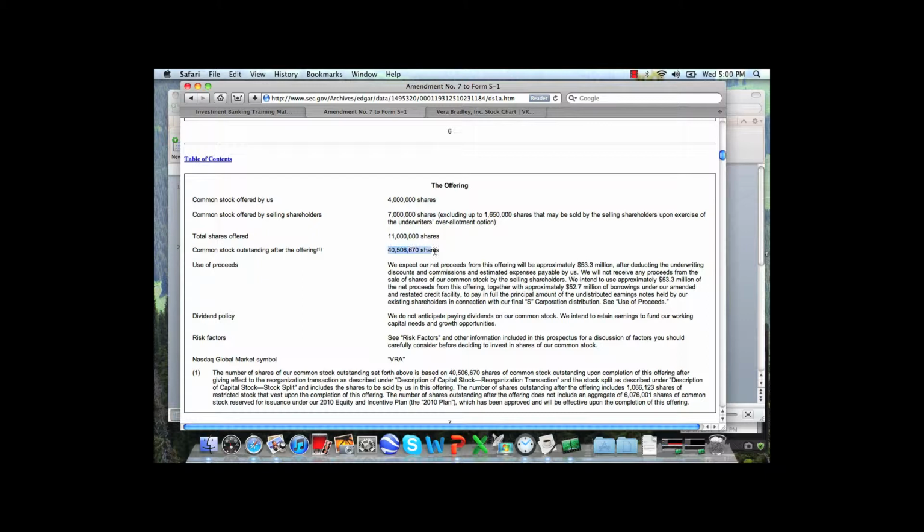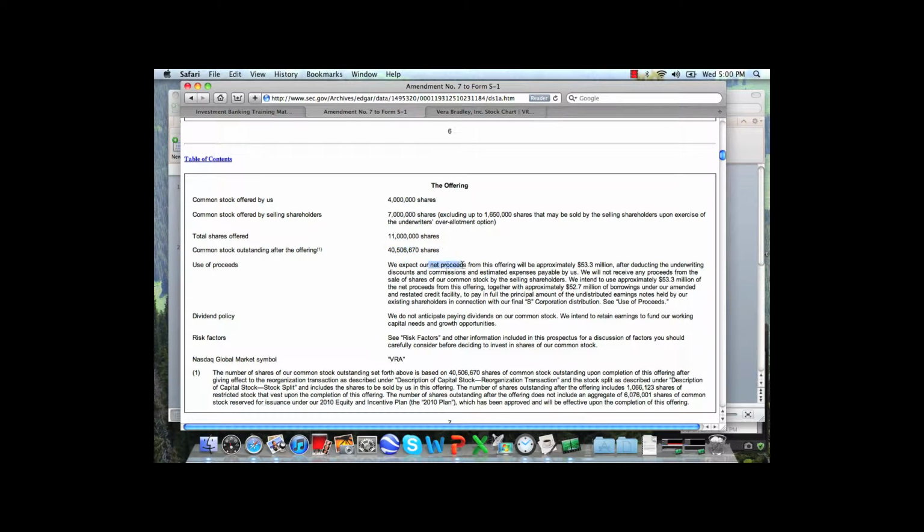And this is a very important number for us to see, common stock outstanding after the offering, because all the financials we're going to see in this document are going to show the pre-deal numbers. So it's going to show about 36.5 million shares, and when we say at the level at which the company was valued in the IPO, post-money, we need to know that it's got 40.5 million shares out.